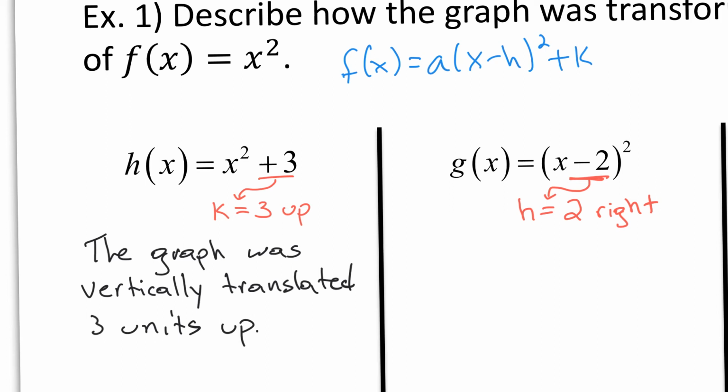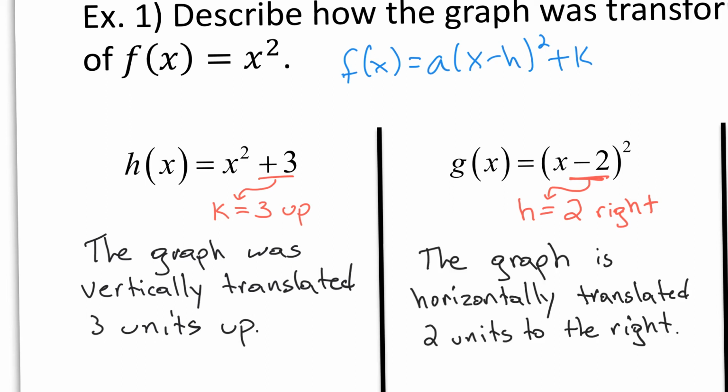Well, you start with the graph is horizontally translated 2 units to the right. I already have the sentence there for you, but that's what it says. You move the graph, you translate the graph 2 units to the right.